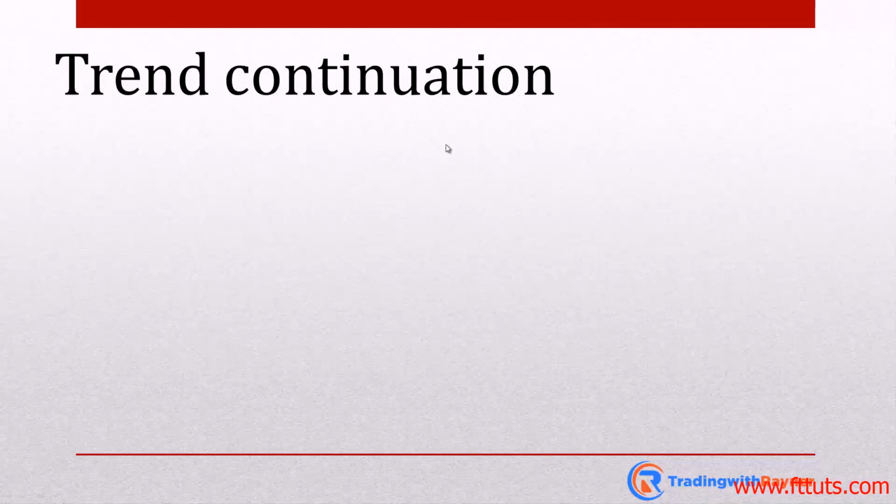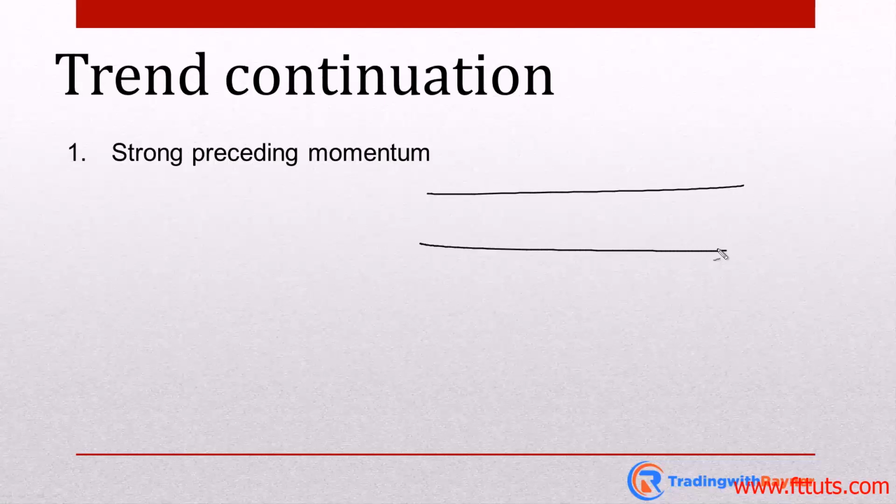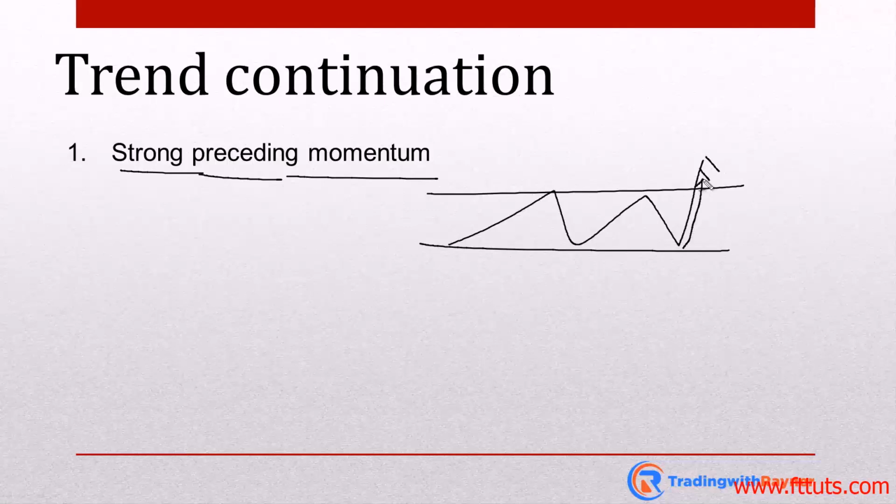So the things I look for, number one, is strong preceding momentum. What I mean by this is that, for example, the market is in a range, and if it does break out, this portion here, this trending move, I want it to be strong. So the body of the candles should be larger than usual, and the pullback should be shallow with smaller bodied candles. This portion over here must be strong.